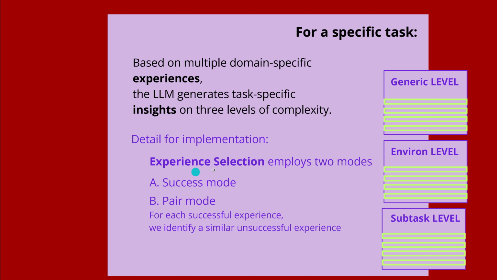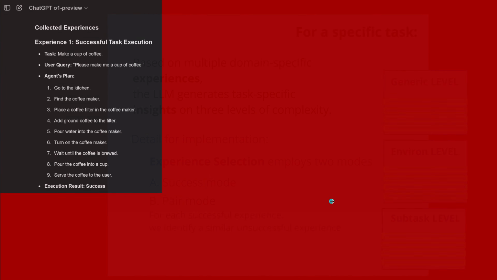So experience selection has two modes: the success mode, you understand immediately, and the pair mode, where we use the failure to learn, so the AI agent learns from its failures. Now, I used a simulation. I played a little bit around with my strawberry. And I want to give you an example, because I think an example is the easiest way to understand what happens. So let's have an experience one.